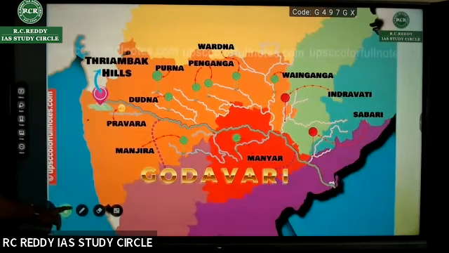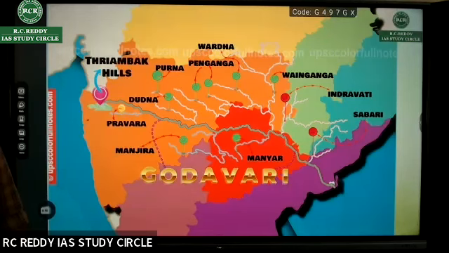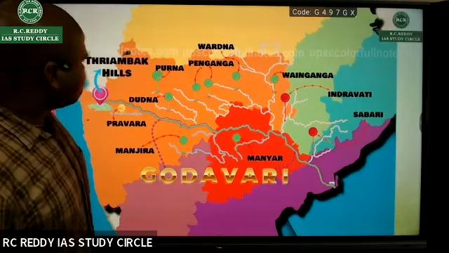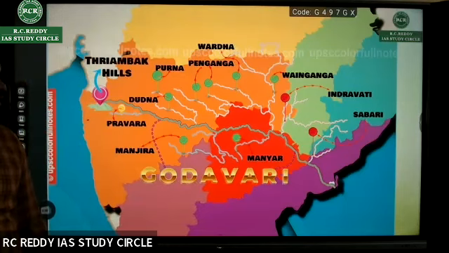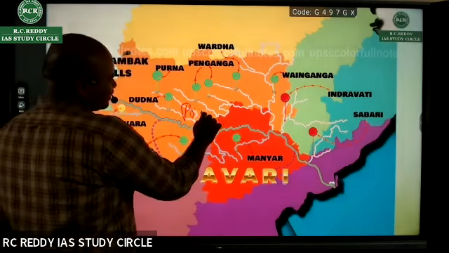गोदावरी है इसमें, right? Venganga, Penganga, Indravati, right? Which is the largest tributary here? गोदावरी में largest tributary? ये माँ, Venganga, Penganga, largest tributary? Pranahita.